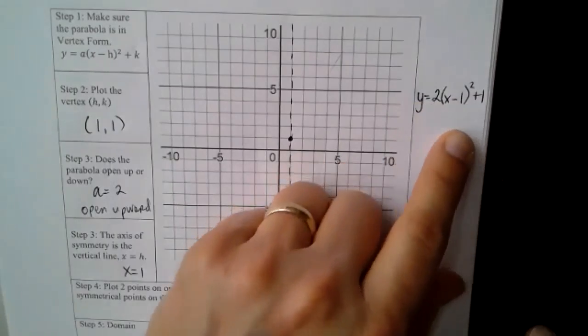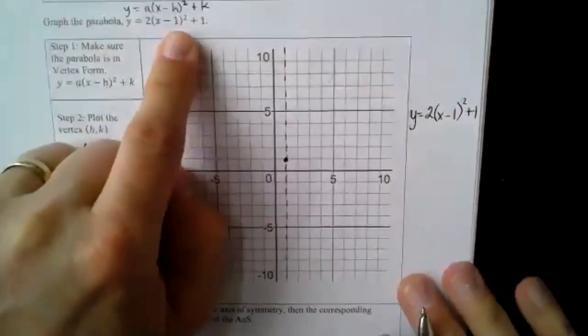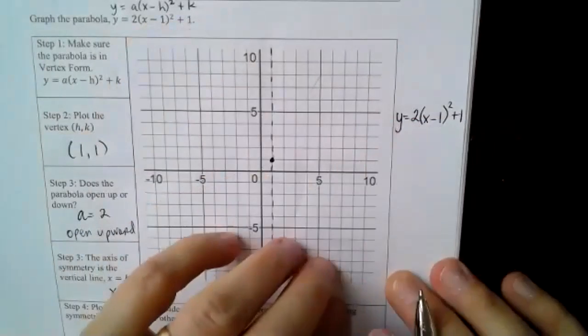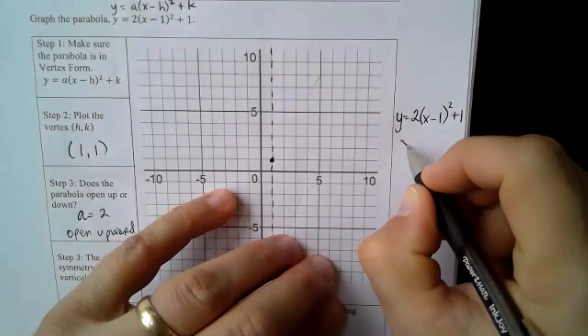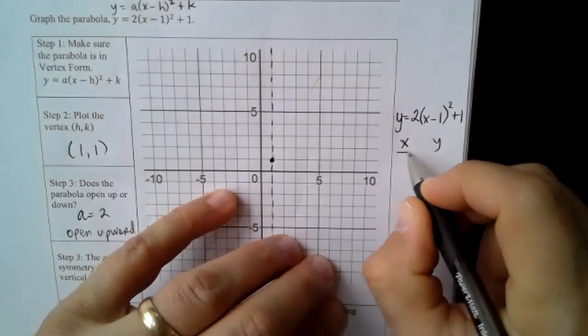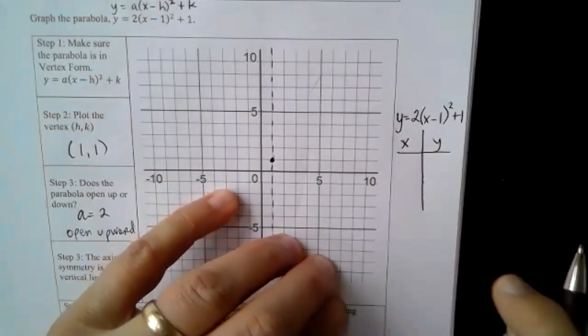There's my formula that they gave me earlier up here. I'm just rewriting it down so I can make a t-table out here. We don't have a lot of room, so we're going to have to be very careful about this. All right.